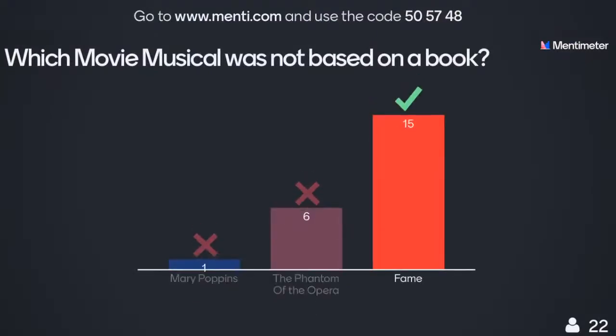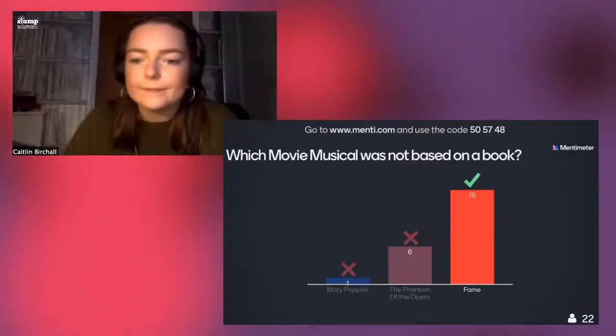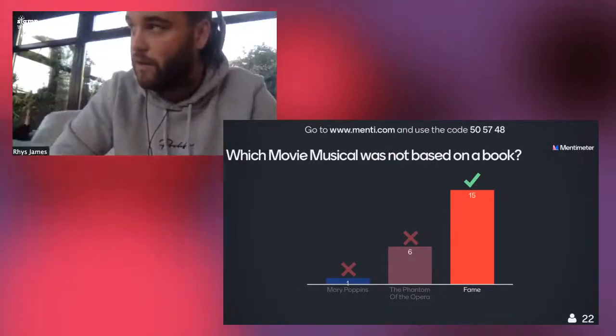Fame. We've got 15 people going for Fame, which is correct. Fame was, of course, a TV show in the 80s. And then it was made into a film, and then a much less successful reprise of that film in the early noughties. But let's move on to the next question.